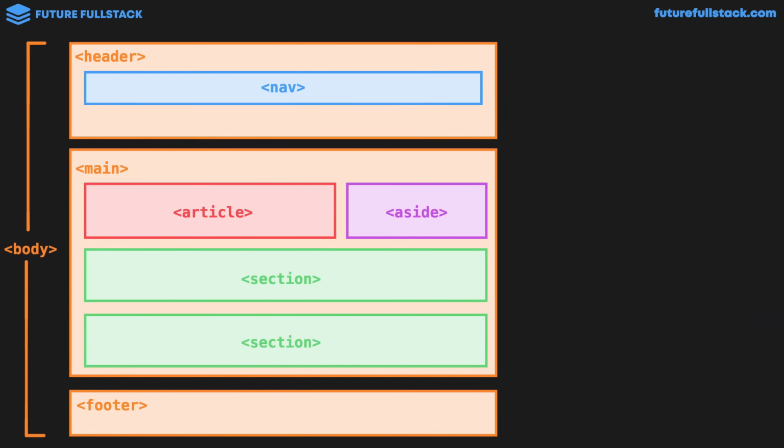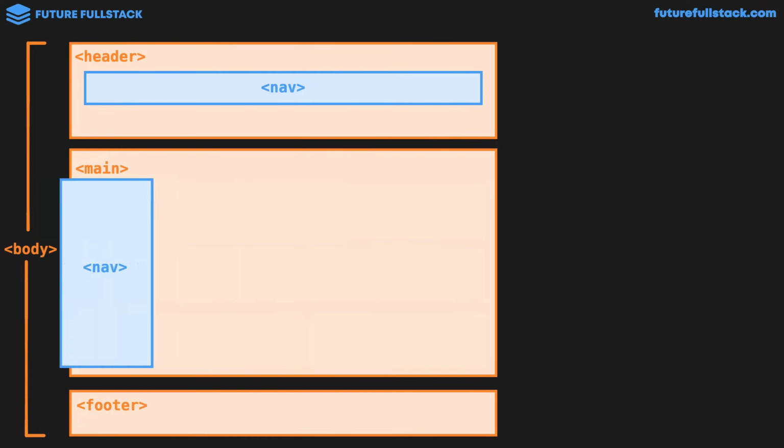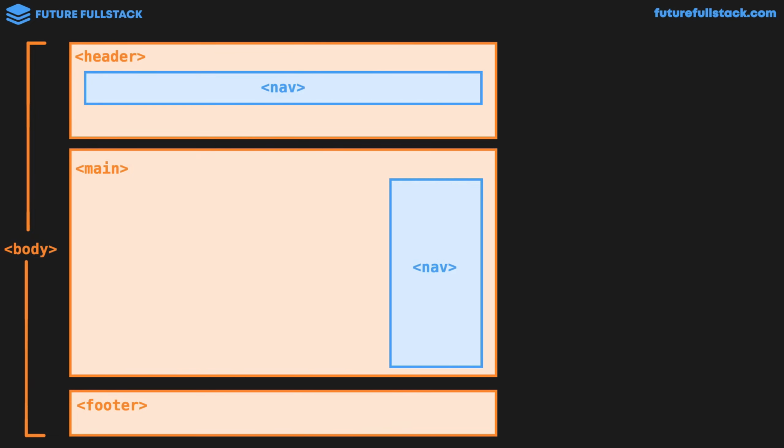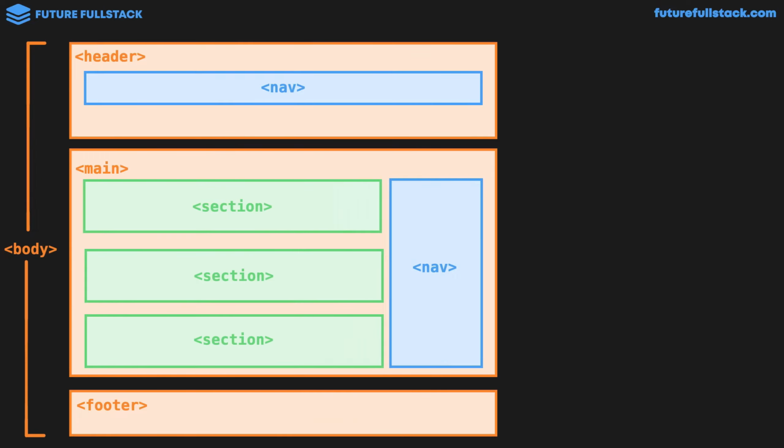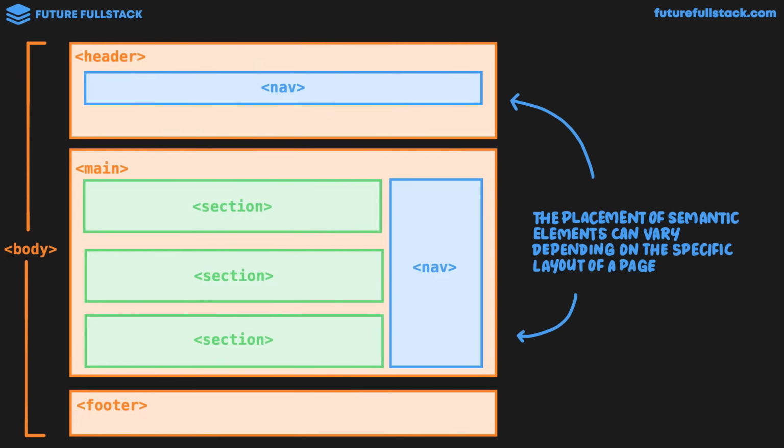Now, you don't have to use all the semantic elements, and you can place them wherever makes sense for your design. So for example, we could have a design where on the far right, there's another navigation menu. And next to the navigation menu, we could have 3 sections. So the placement of semantic elements can vary depending on the specific layout of a page.